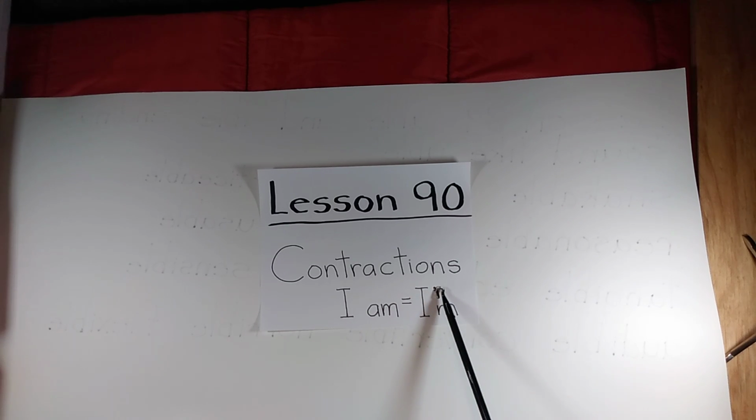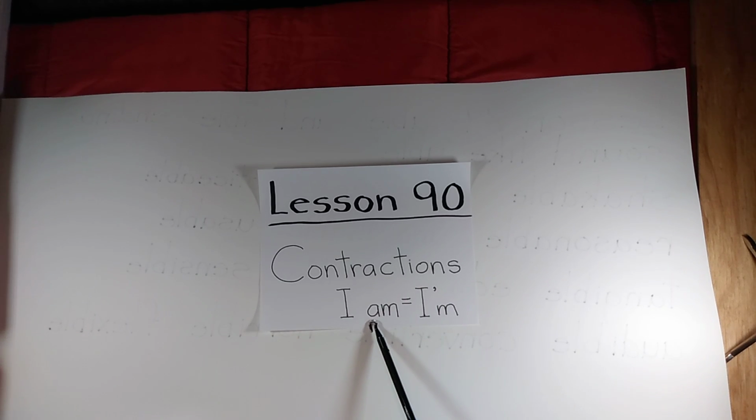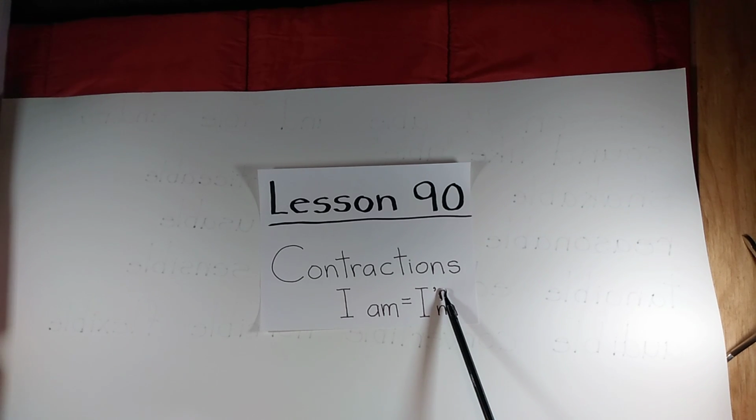And we use a little mark like this to replace the A in this case. And this little mark is called an apostrophe. So students, say that word. Apostrophe. Okay, it's important to know.